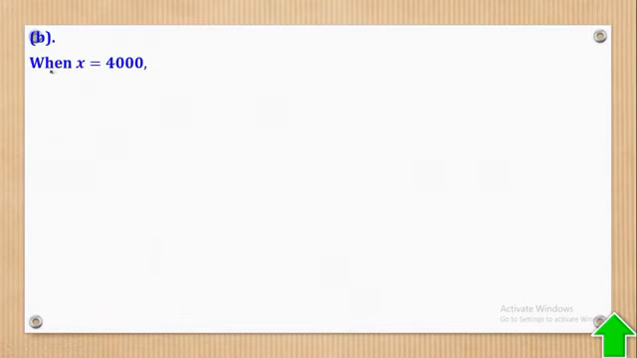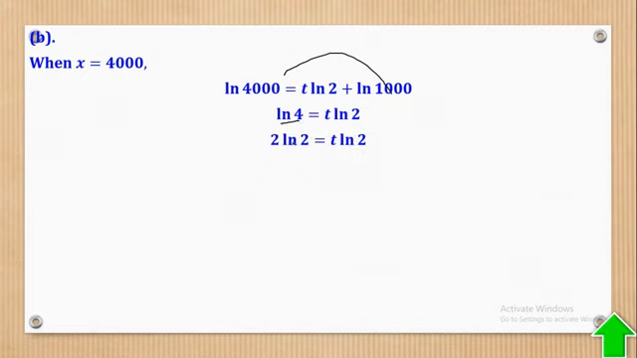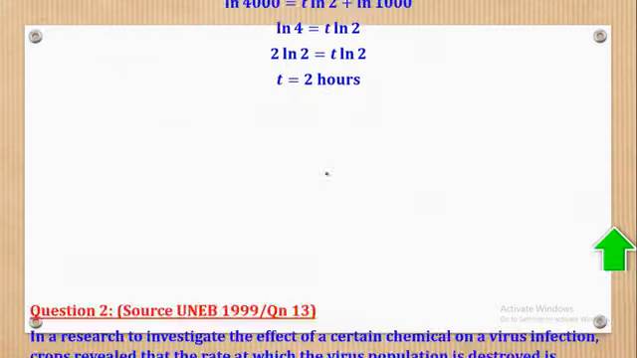So now when x is equal to 4000, it implies that you will come and substitute for x and look for getting the value of t. So this brings this one this side, gives you ln 4, and therefore this ln 4 is the same as 2 ln 2, and therefore that means that this ln 2 can cancel to come up with t equal to 2 hours.